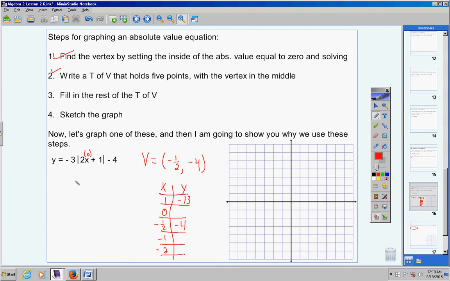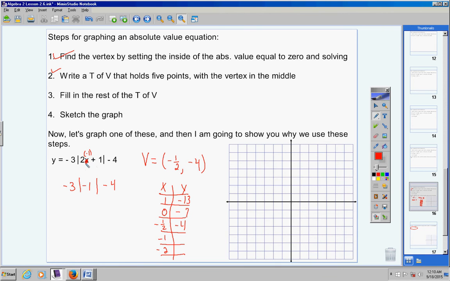Alright. Let's substitute 0 in and see what we get out. So 2 times 0. So I have negative 3, then my absolute value, then a negative 4. Alright, 2 times 0 is 0, plus 1 is 1. What's the absolute value of 1? 1. What's 1 times negative 3? Negative 3. So negative 3, negative 4 would give me a negative 7. Alright. Let's substitute negative 1 in and see what we get out. So 2 times negative 1. Alright, so I've got a negative 3, then my absolute value, then negative 4. 2 times negative 1 is negative 2. Negative 2 positive 1 is negative 1.